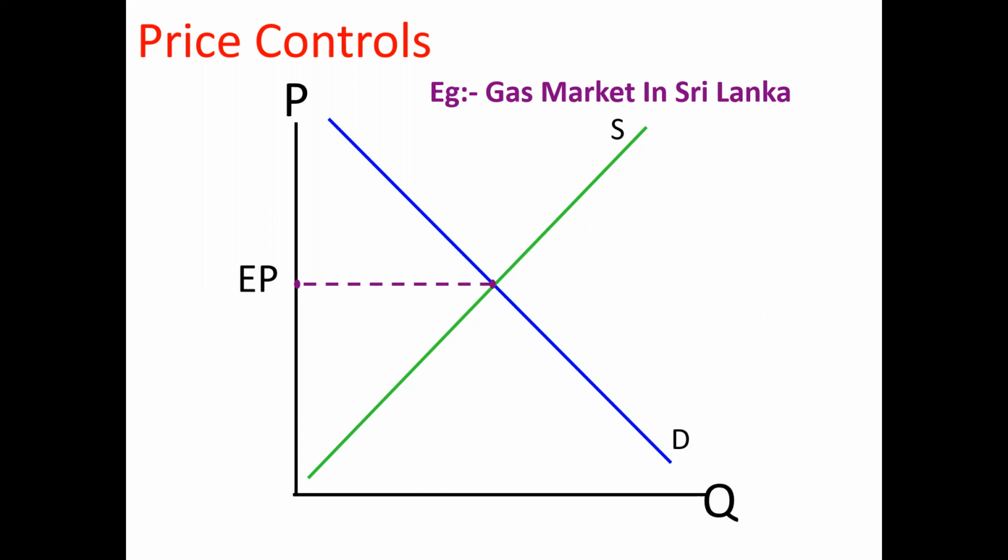That is why you can see in our gas market, nowadays there's a big problem. But even earlier, from time to time, in our gas market, there was a shortage. Supply is not enough.